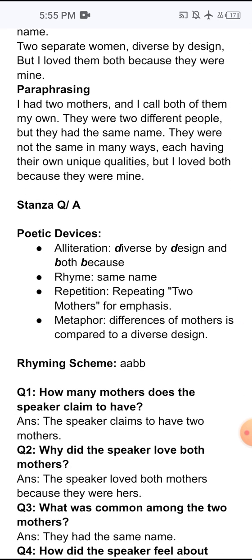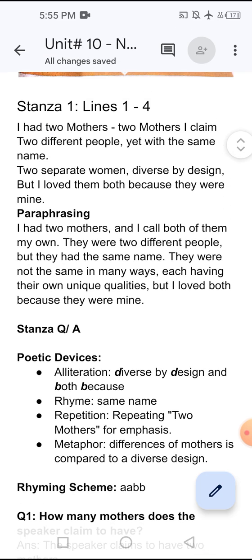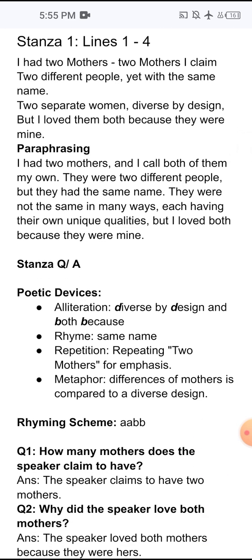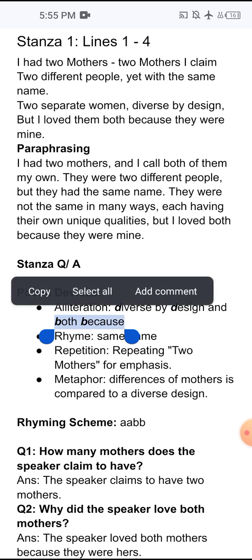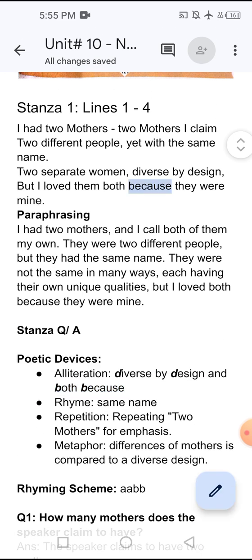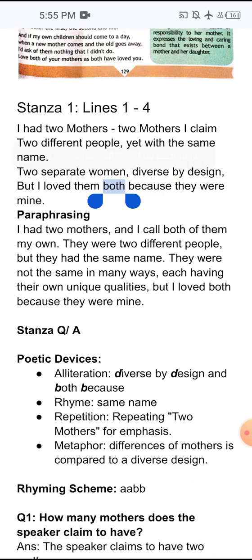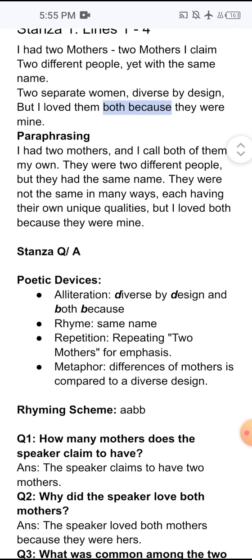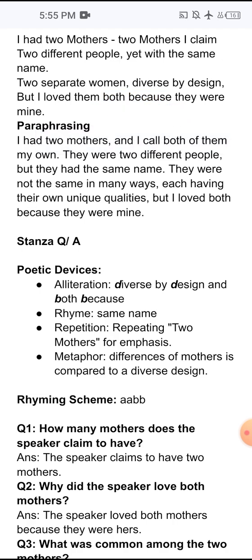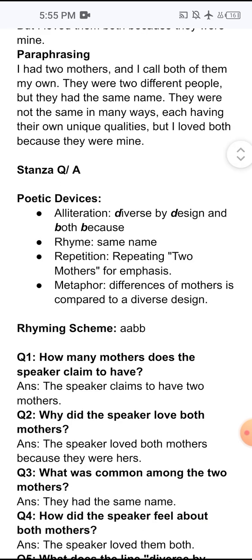Stanza question answers, poetic devices. Alliteration. There are two alliteration examples in this stanza. First is in line 3: two separate women, diverse by design. So the repetition of D, diverse by design. And the second one is 'both because', in stanza number 1 and line number 4. In this line there is alliteration because of the repetition of the B, both and because. Rhyme: same, name.